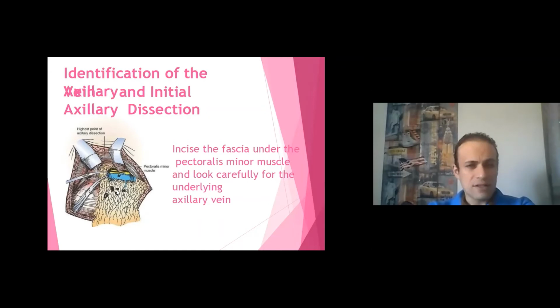There are three levels: level 1, level 2, and level 3. Levels 1 and 2 mean removal of all the axillary lymph nodes underneath the axillary vein. If we go through the axillary vein to a higher level, it means axillary level 3, and it is not used now because of the high morbidity rate and the complications that follow the operation.